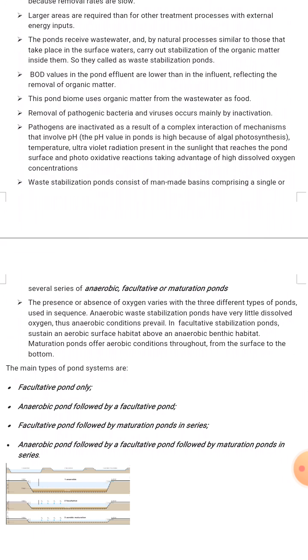Removal of pathogenic bacteria and viruses occurs mainly by inactivation. Pathogens are inactivated as a result of a complex interaction of mechanisms that involve pH, temperature, UV radiation present in the sunlight that reaches the pond surface, and photooxidative reactions taking advantage of high dissolved oxygen concentrations.